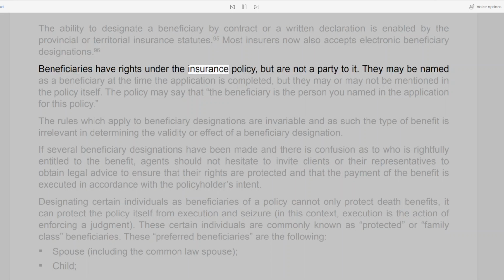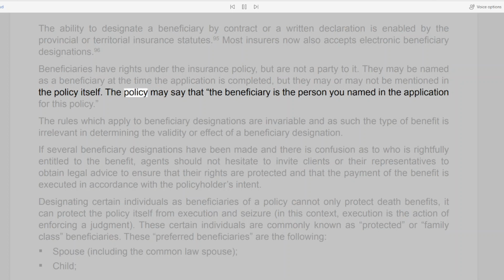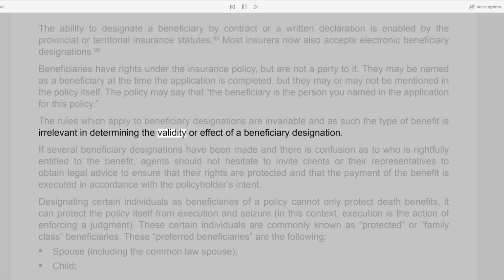Beneficiaries have rights under the insurance policy, but are not a party to it. They may be named as a beneficiary at the time the application is completed, but they may or may not be mentioned in the policy itself. The policy may say that the beneficiary is the person you named in the application. For this policy, the rules which apply to beneficiary designations are invariable, and as such the type of benefit is irrelevant in determining the validity or effect of a beneficiary designation.